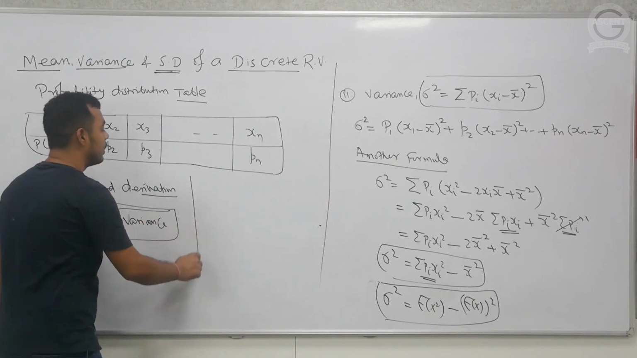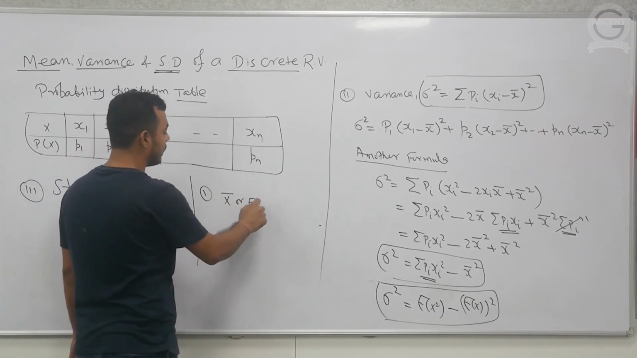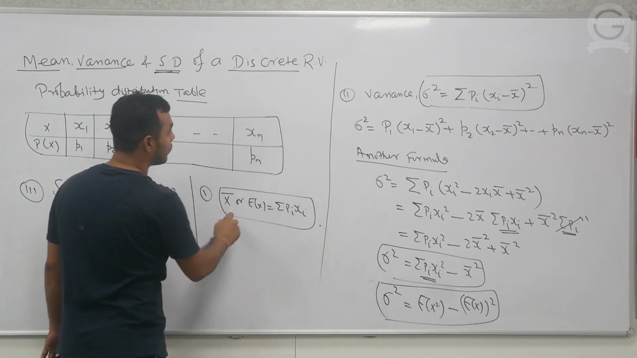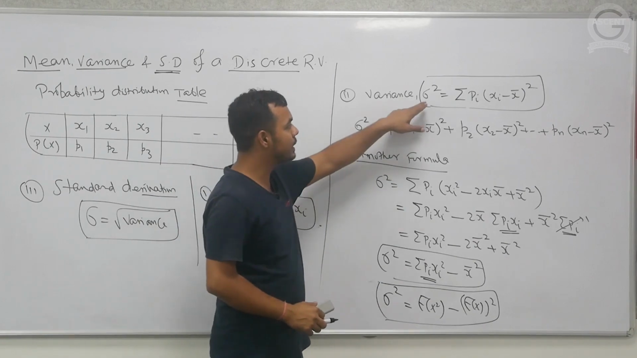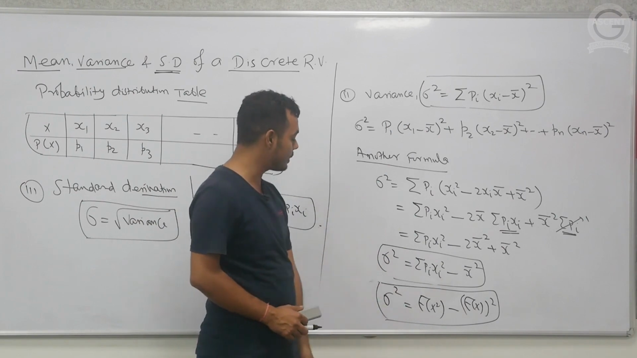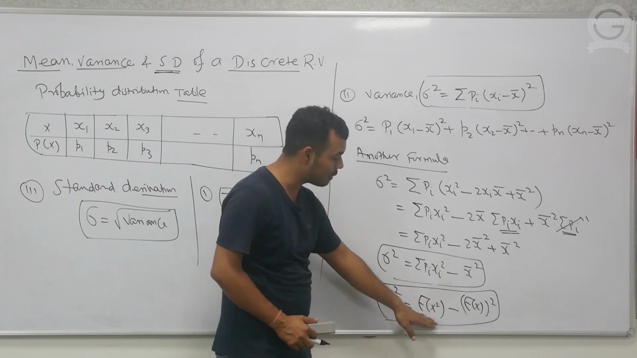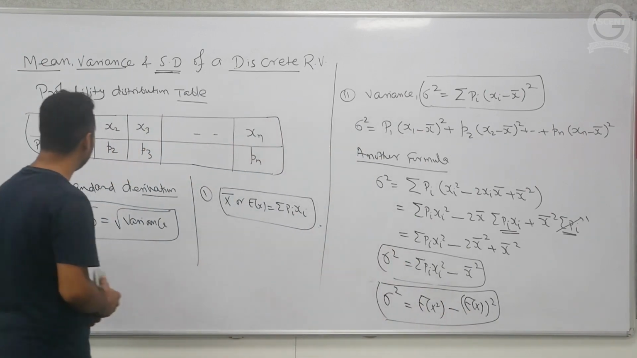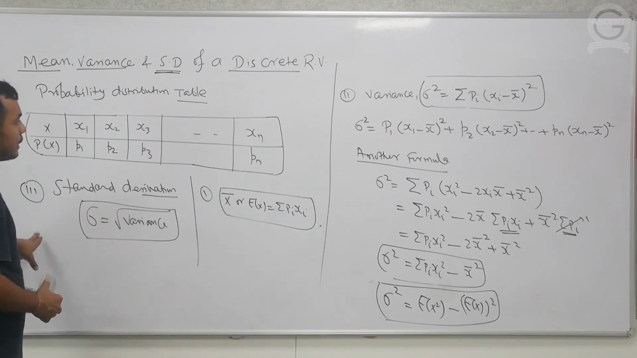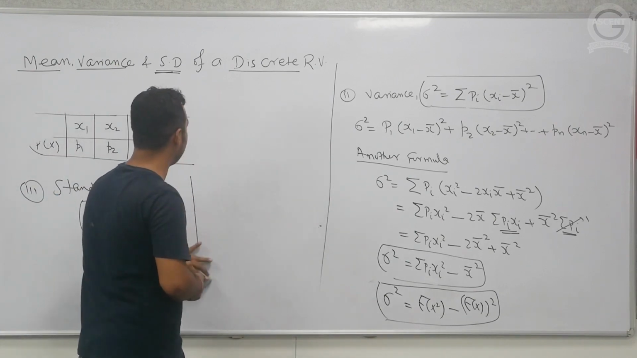The first one was expectation of x or x bar, and this was summation pi xi. So this was the first formula. Then second formula is for variance of x. So this is the definition of variance, but generally we will be using the second formula to calculate variance. And you can write the same formula in a slightly different manner as expectation of x square minus expectation of x square. And finally the standard deviation is nothing but positive square root of variance. So these are the 3 formulas. Now we'll take one example and we'll see how to calculate mean, variance and standard deviation.